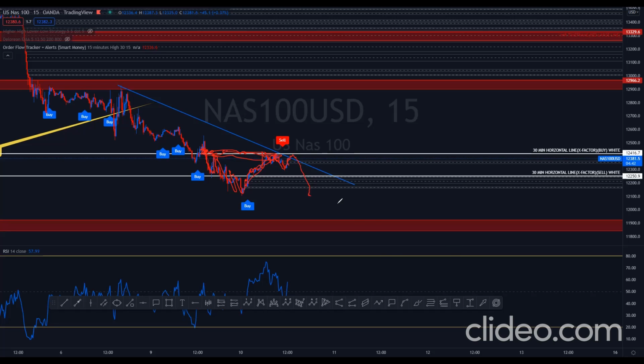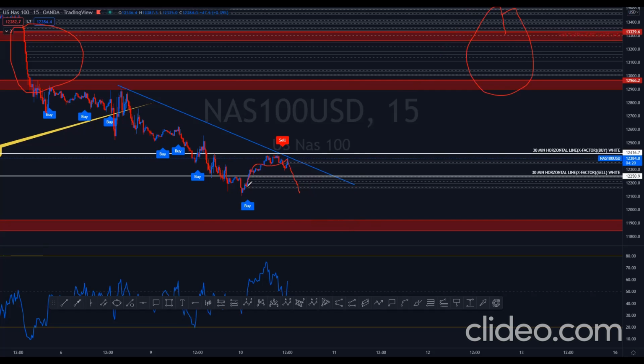So it's more of a possibility that they're probably going to bring it down and mitigate this area, maybe sell it down to this zone, and then continue to buy it up to go all the way back up to here. Because this previous move here created a lot of imbalance that they're going to have to fill.